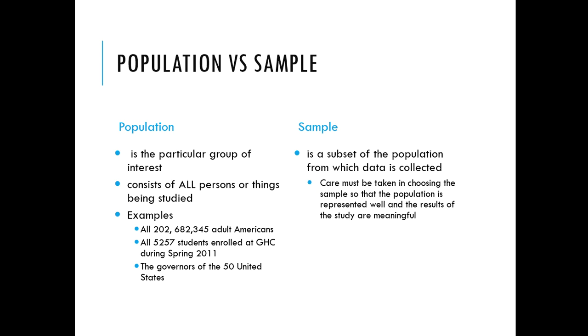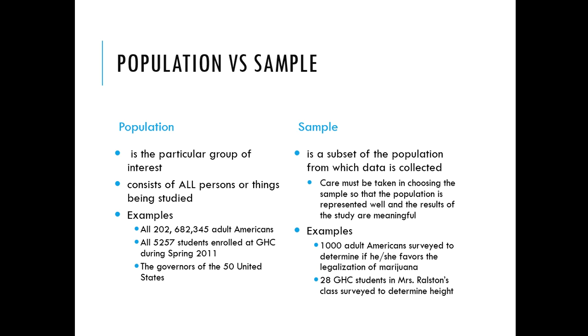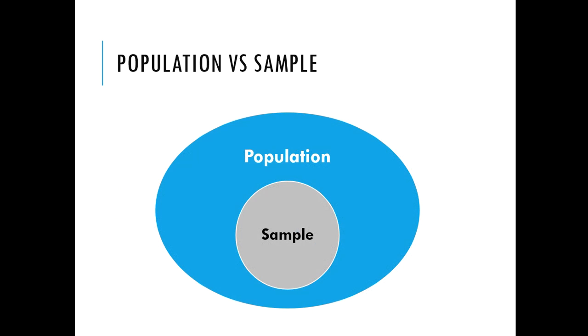So instead of getting the population sometimes we take a subset called a sample. We have to be really, really careful when we take this sample so that our population is well represented and the results of the study are meaningful. So what we might want to do then is take a study of like 1,000 adults who we survey to see how they feel about marijuana. Or we could take 28 students in a class to determine height.